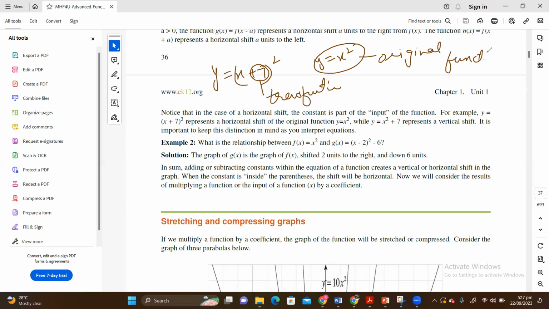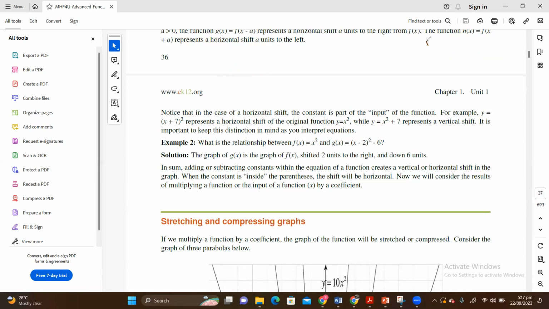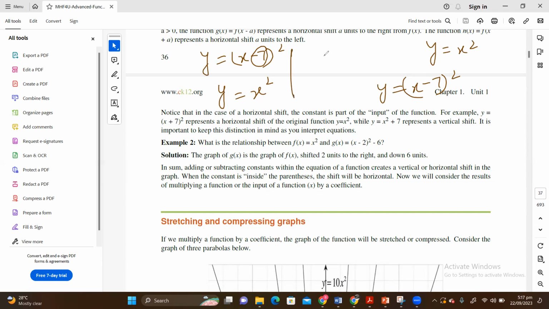So what is happening? You are always given an original function and asked what the transformation is, like x minus 7 whole square. But what happens if it is opposite, if you are given a transformed function and asked what the original function was? Remove the constant, and the part left after removing the constant is the original function. Similarly, in the vertical case, if it's y is equal to x square plus 7, and someone asks you to find the original function, remove the constant, and y is equal to x square would be the original function.